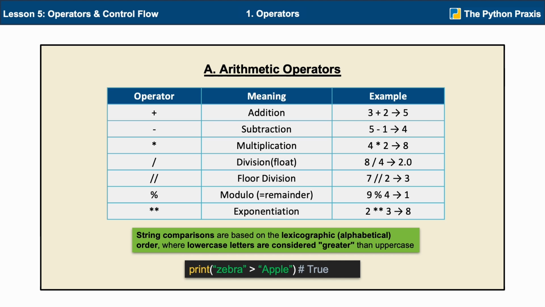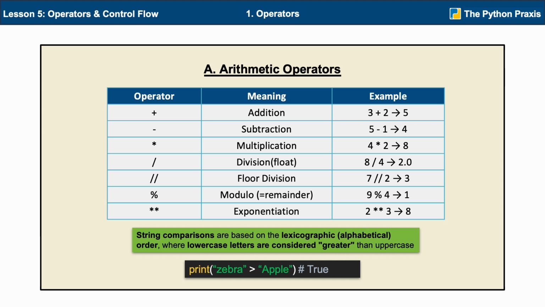Two forward slashes for floor division, which cuts off the decimals and gives only the integer part. For instance, 7 double slash 2 equals 3. Percent sign for modulo, which gives the remainder of a division. For example, 9 modulo 4 equals 1. And finally, 2 stars for exponentiation or power. For example, 2 star star 3 equals 8.